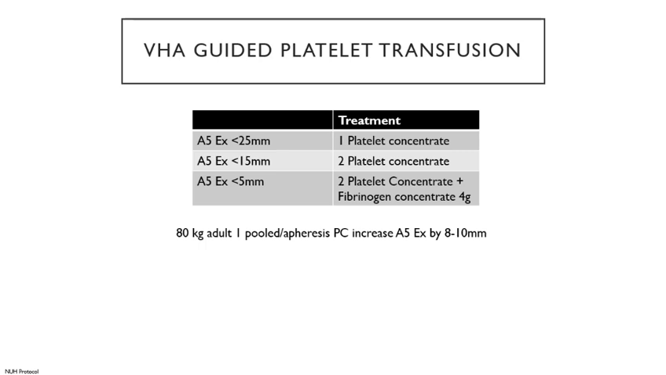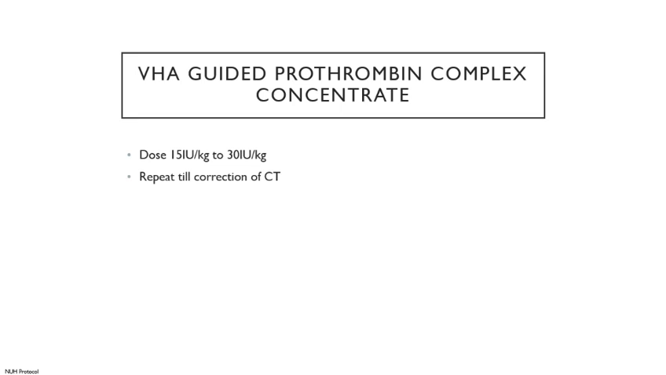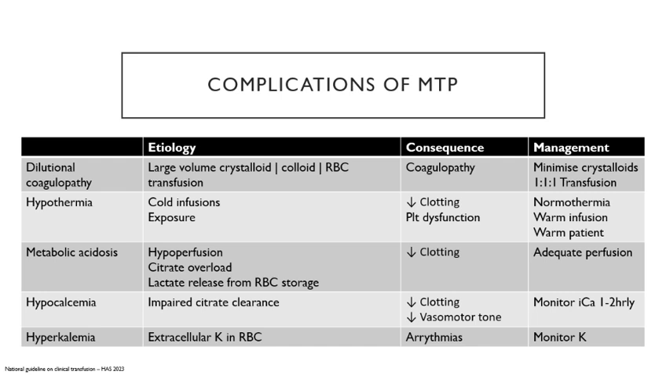Complications of massive transfusion would include dilutional coagulopathy. This is due to large volume crystalloid, colloid, and RBC transfusions. This often leads to coagulopathies. You can avoid this by minimizing crystalloid transfusions and adopting a balanced transfusion approach. Secondly, hypothermia can set in due to cold infusions or exposure from the patients, leading to coagulopathy as well as platelet dysfunction. We should aim for normothermia by warming infusions and warming the patient.